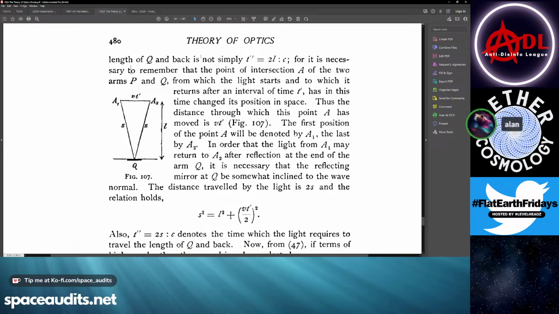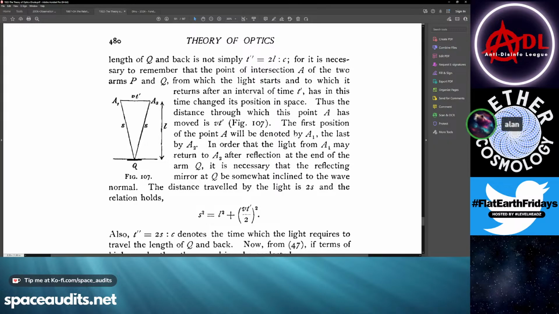the length of Q and back is not simply T double prime equals 2L over C, for it's necessary to remember that the point of intersection A, that is, the two arms P and Q from which the light starts and to which it returns, in the interval of time T prime has its position changed in space.